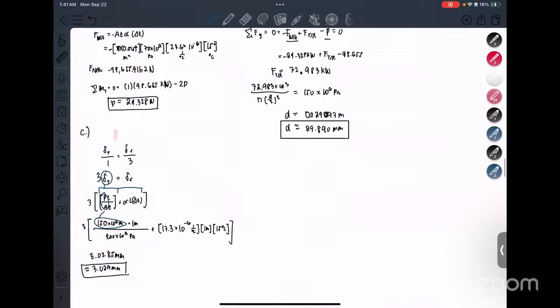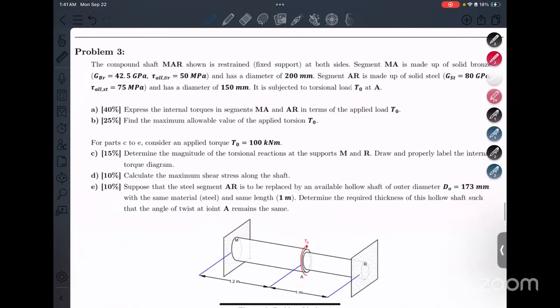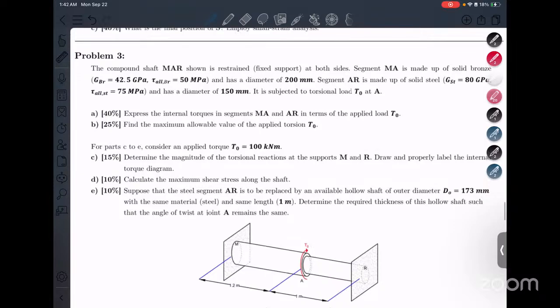Last, problem 3. Copy it down here. Compound shaft MAR is restrained at fixed support at both sides. Segment MA is made up of solid bronze with the following G and allowable shear stress, and has a diameter of 200 millimeters. Segment AR is made up of solid steel with the following modulus of rigidity, and it also has the following allowable shear stress, and it has a diameter of 150 millimeters. It is subjected to a torsional load P naught at point A.